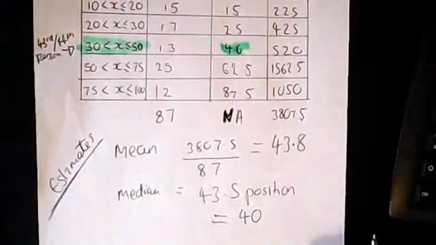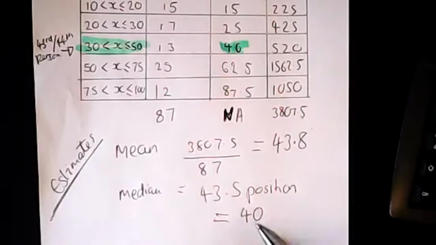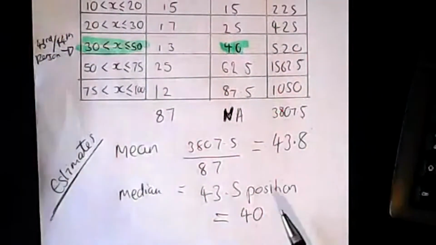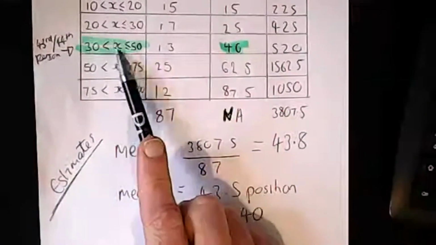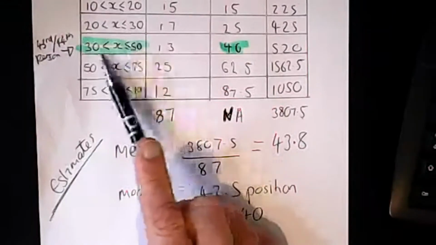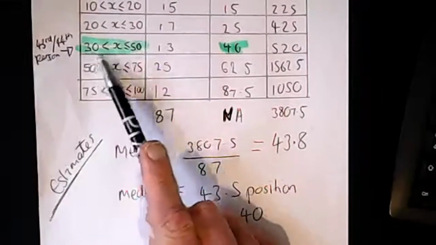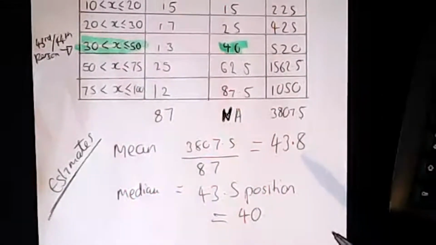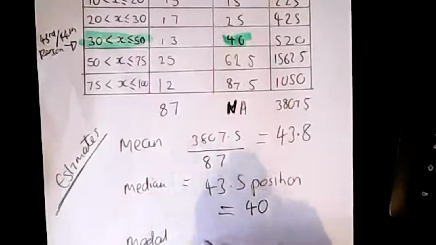Now, very often GCSE will just ask you, you won't need this final estimate, they'll just say which group is the median in. Okay, so you could put the median is in the 30 to 50 category, not 30 to 40, 30 to 50 category. That might be sufficient. Right, one more thing to find, and then we're done for today.